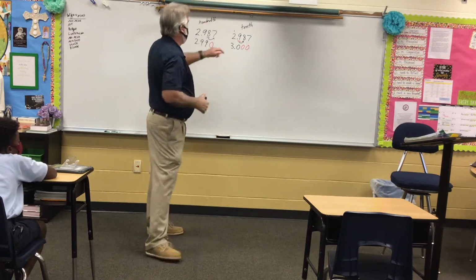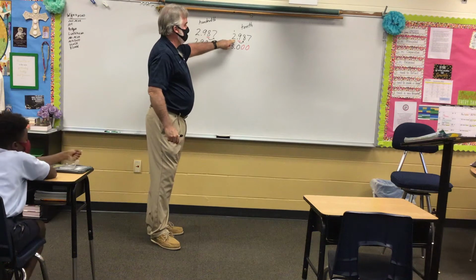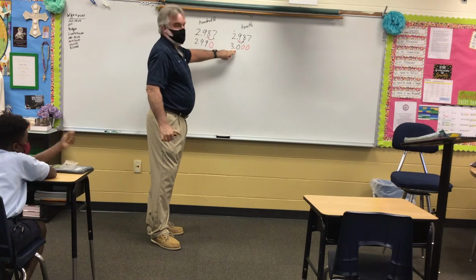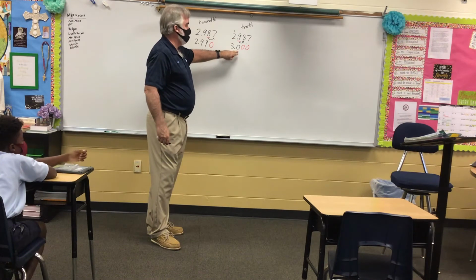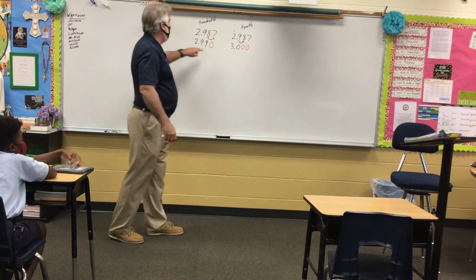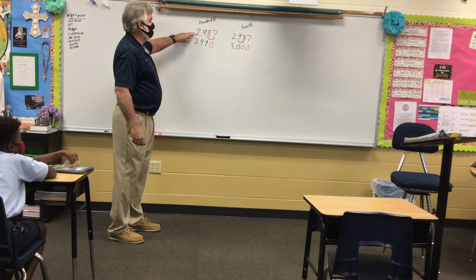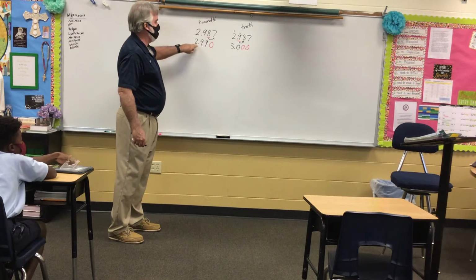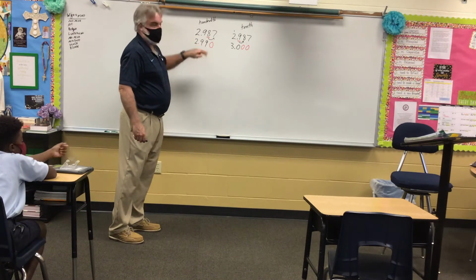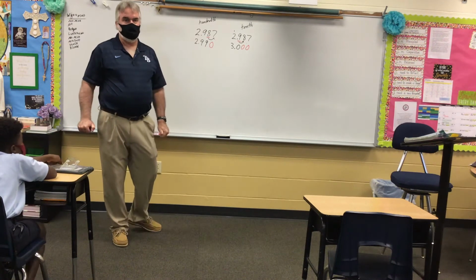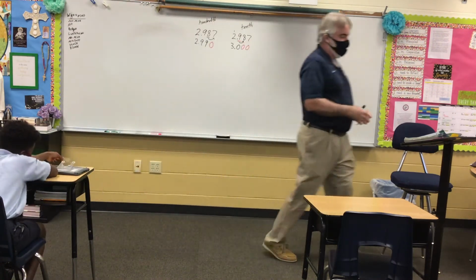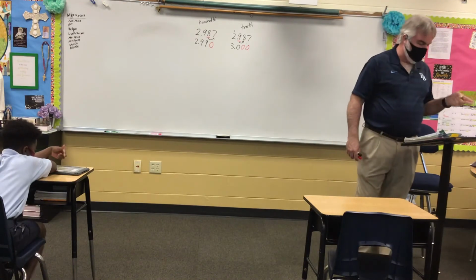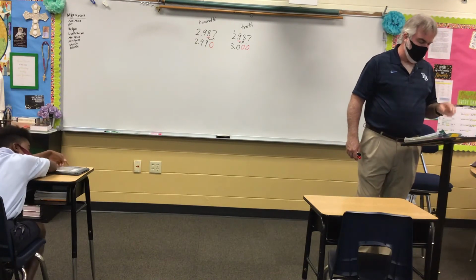So if I rounded this number to the nearest tenth, it would be 3, or 3.000. If I rounded this number to the nearest hundredth, it would be 2.99. And there you have 2 of them that are done.